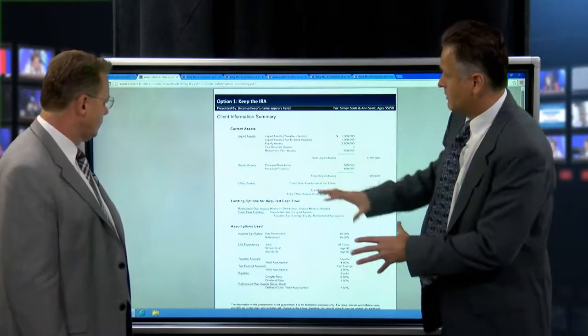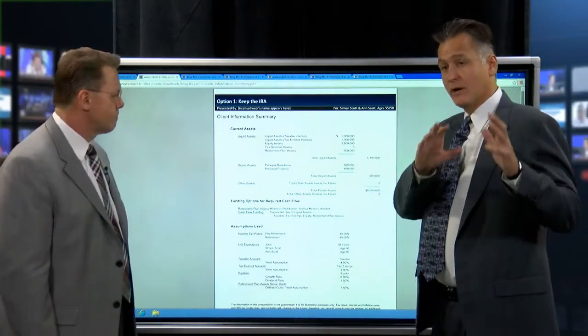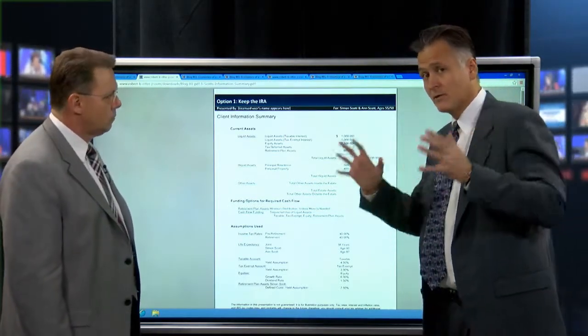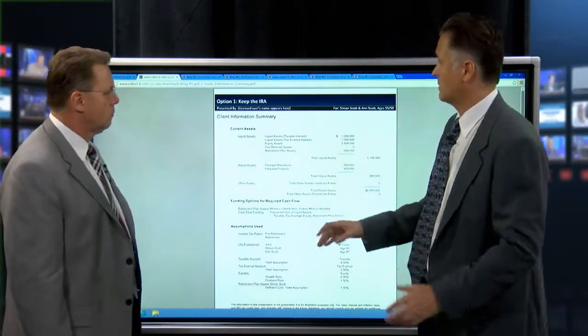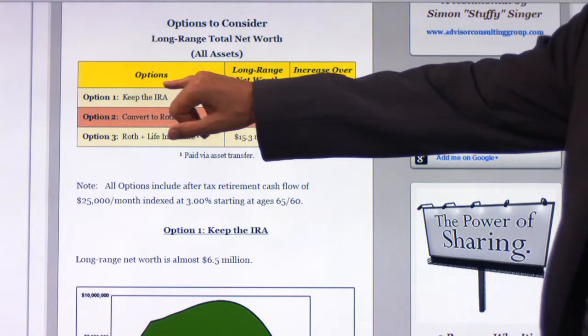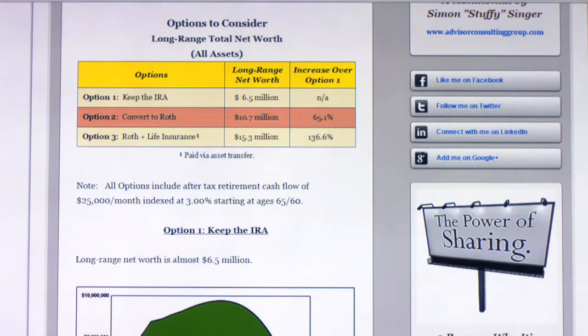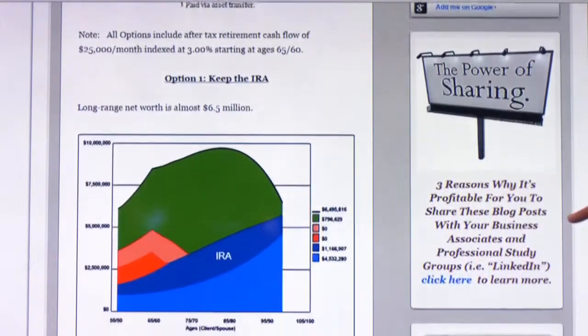So what we want to do is look at this situation and see if they just left their IRA alone and didn't convert it to the Roth, where would we be? Let's take a look at that. Again, just to summarize, what we're going to show you is keep the IRA. Their long-range net worth is going to be $6.5 million. And let me show you what that looks like.